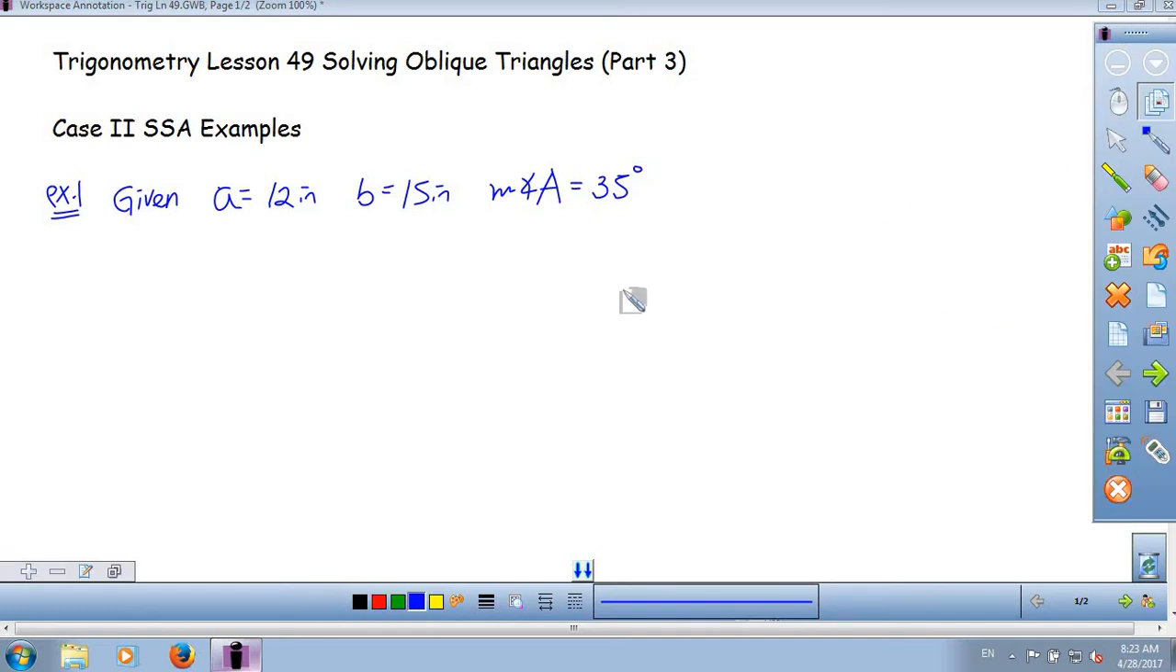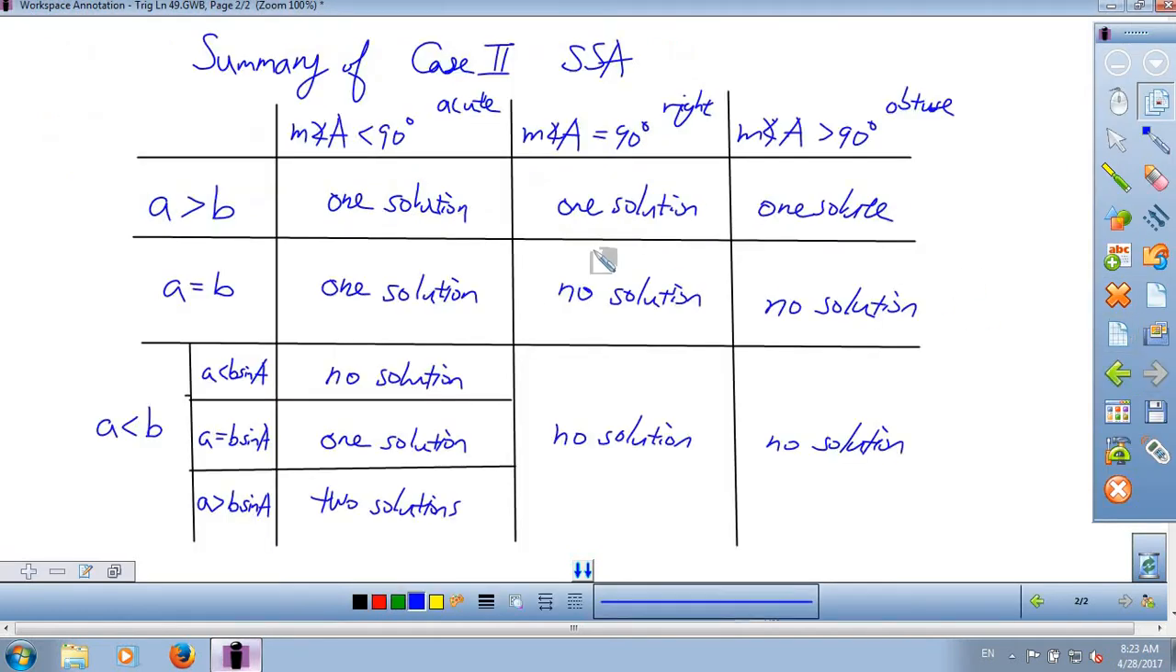If you remember the table from yesterday, let's take a look at it, and we can use the table to help us identify the solutions. This is a summary of case 2, side-side-angle. If the given angle is less than 90 degrees, which is an acute angle, we're going to use this column. We compare the side that's opposite to the angle with the other given side, so we compare A to B. If A is greater than B, there's one solution. If A is equal to B, we also have one solution. If A is less than B, then we have to compare A to the possible height of the triangle.